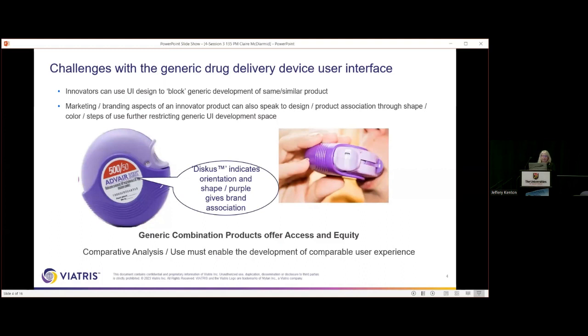What we're seeking to do as an industry and with the agency is to ensure accessibility and equity of generic combination products to the wider population. And the reason that we're all here today is to look at comparative analysis and comparative use and ensure that those methodologies enable the development of a comparable user experience.